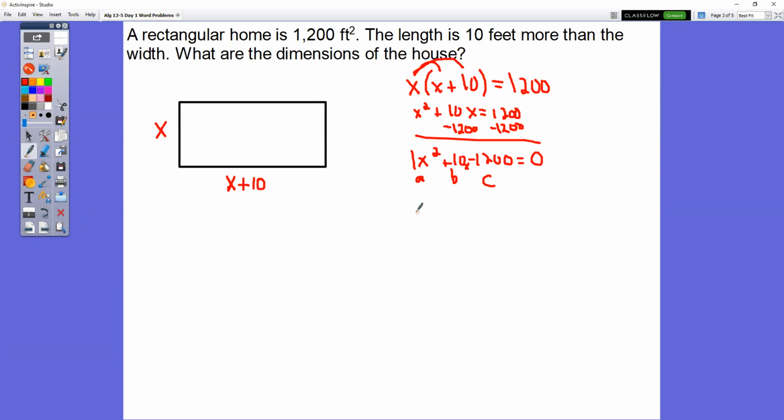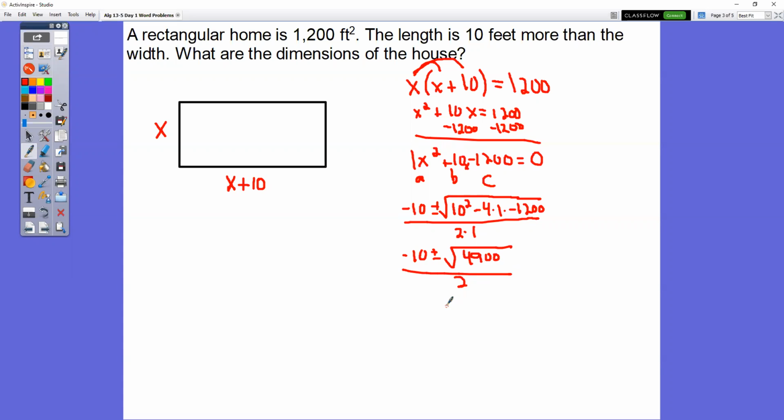So when you go to do the quadratic formula, you're going to have negative B plus or minus the square root of B squared minus 4AC. So B squared is 10 squared minus 4 times A times C, all over 2 times A, 2 times 1. So I have negative 10 plus or minus. When you type that stuff into the calculator, you end up with 4,900 inside the square root all over 2. That is a perfect square. That is really 70. So I have negative 10 plus or minus 70 all over 2.